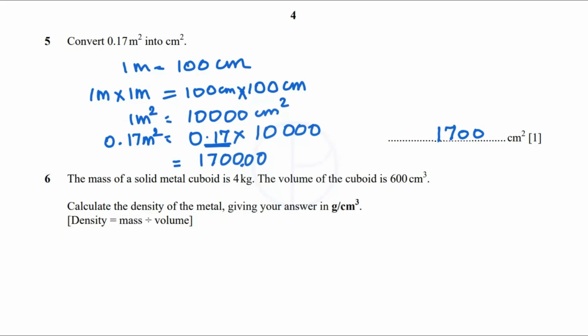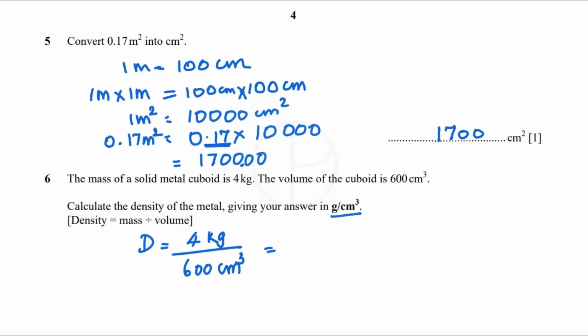Next, the mass of a solid metal cuboid is 4 kg. The volume of the cuboid is 600 centimeter cube. Calculate the density of the metal, giving your answer in gram per centimeter cube. So density is mass over volume. Mass is 4 kg divided by 600 centimeter cube. We require the answer in gram per centimeter cube.